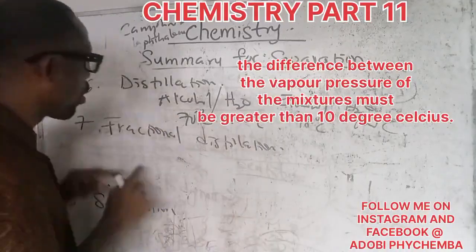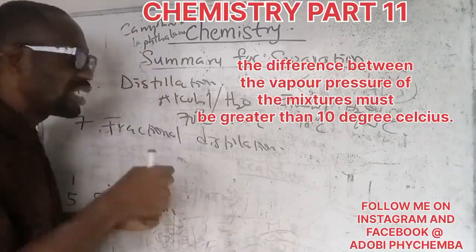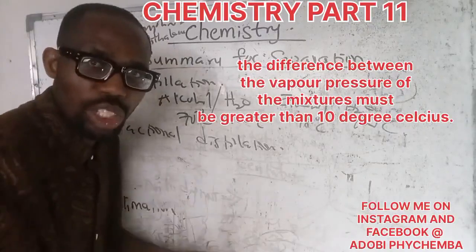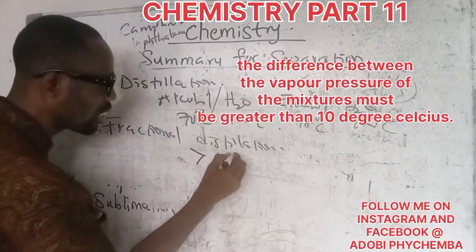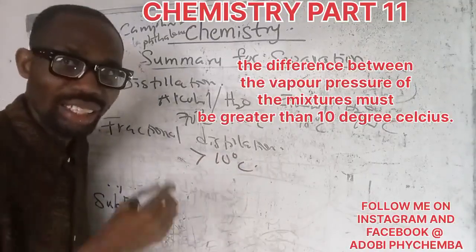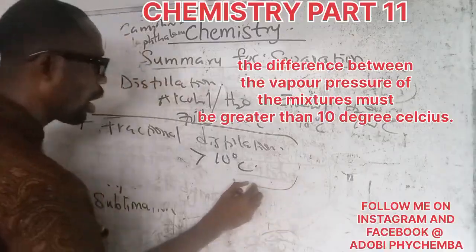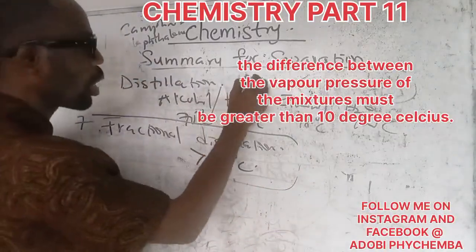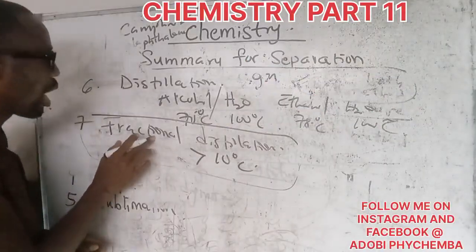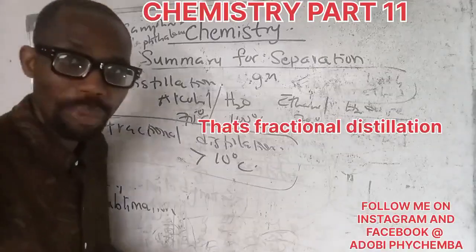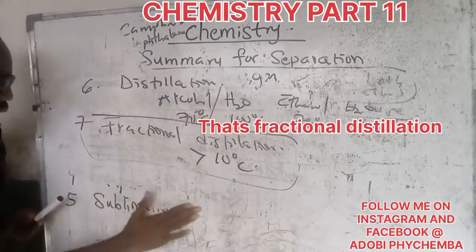And I told you, for effective fractional distillation, the difference between the boiling points of the mixtures must be greater than 10 degrees Celsius. And this fractional distillation is widely employed in the petroleum industry, to separate the constituents of crude oil.